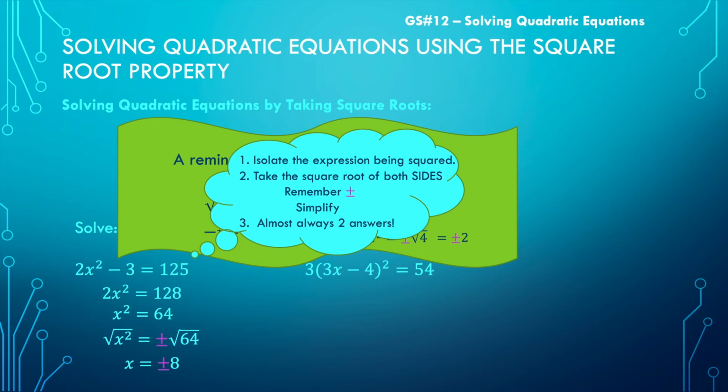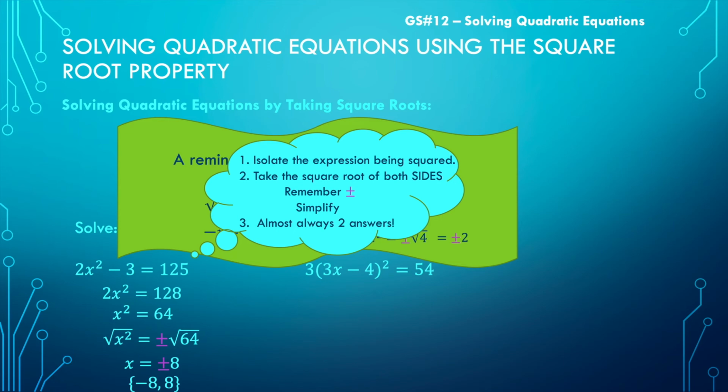Now remember I said this is almost always two answers, and it's good to kind of write it out as if there are two answers. Sometimes it's easy to forget that plus or minus means two separate things. So writing it in this way is often a good thing. So our solution set is -8 and +8.